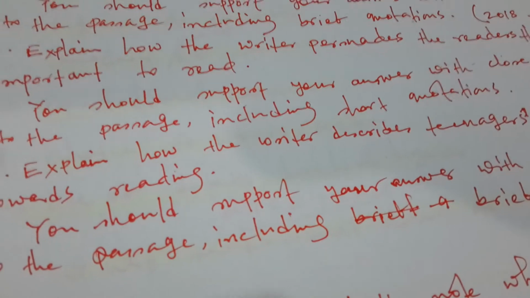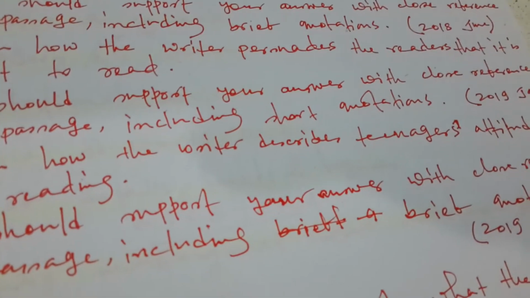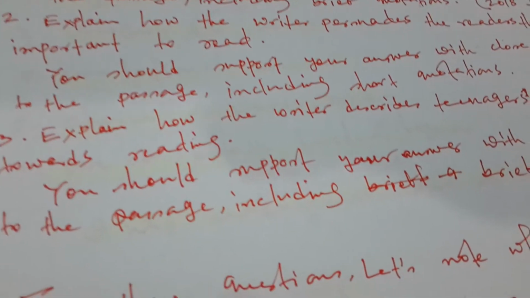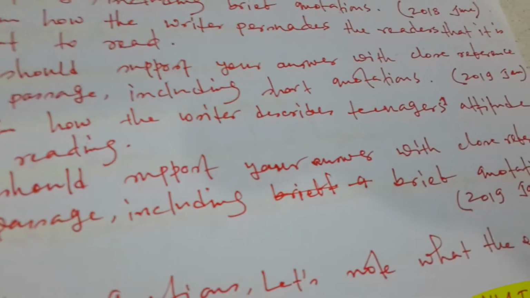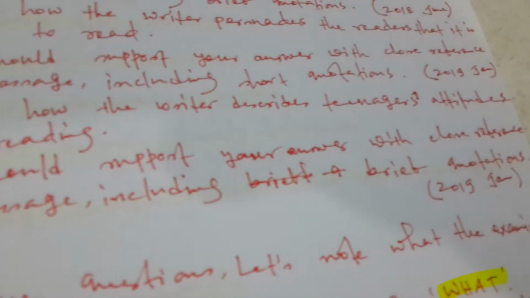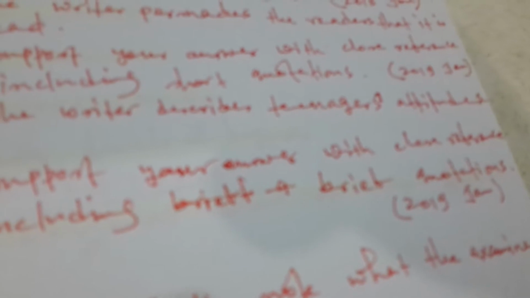Sample question 2. Explain how the writer persuades the readers that it is important to read. You should support your answer with close reference to the passage, including short quotations. This question is taken from 2019 Jan paper.